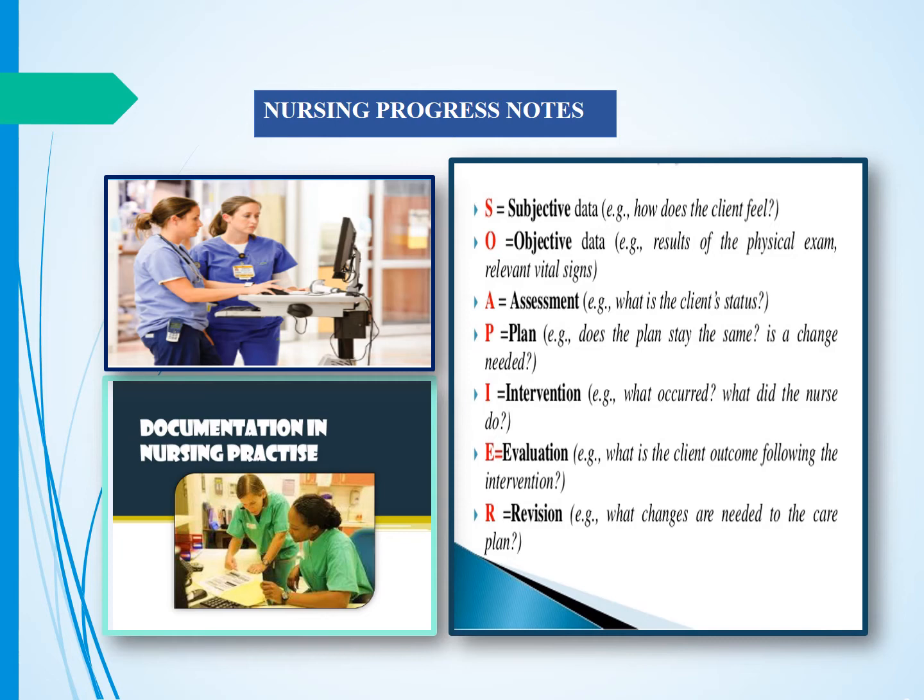While P is planning, a strategy for relieving the patient's problem, or the objective to solve, including short and long-term actions. I stands for intervention, an implementation process of carrying out the plan of care. The E in SOAPIR is the evaluation, the patient outcome or response following the intervention. Lastly, R is revision, the modification of the plan of care for unresolved problems. In short, it is the nursing care plan.